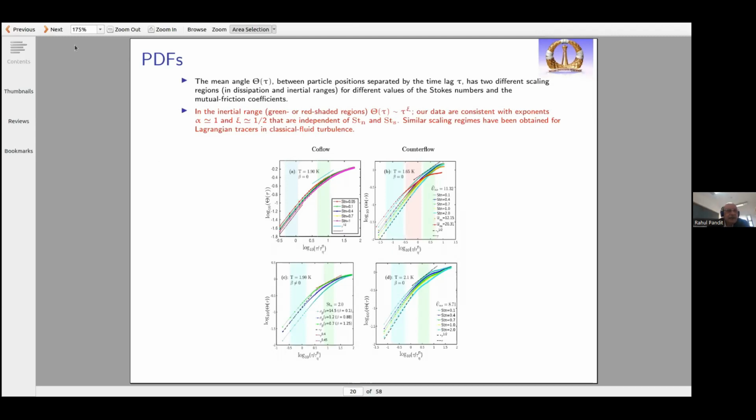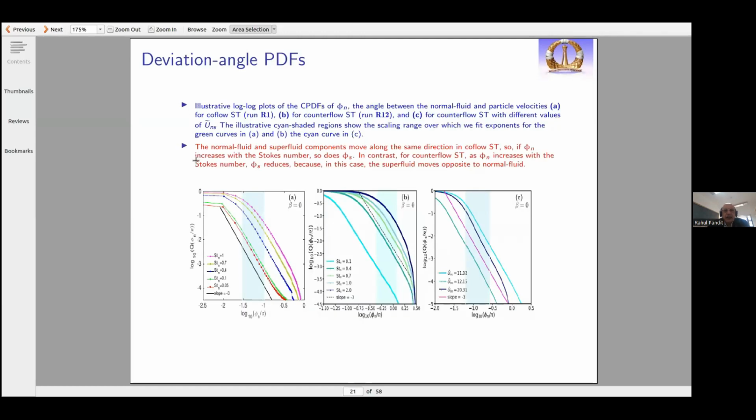All right. So this was done, for example, for classical fluid turbulence by the Lyon group. Walter Bose, I think, did this. And so, it looks similar, but with differences in the details. Now there are deviation angles. So what is this? This is something we first studied a long time ago for heavy particles in classical fluid turbulence. It's the angle between the fluid, the Eulerian velocity, and the particle velocity. Now, because you have two types of fluid, normal and superfluid, you will have two such angles. And here you can look at log-log plots.